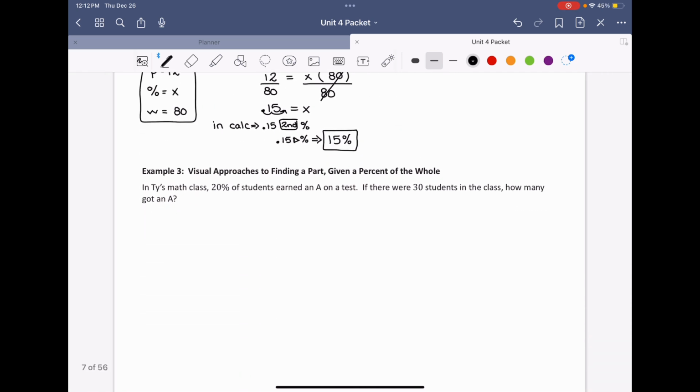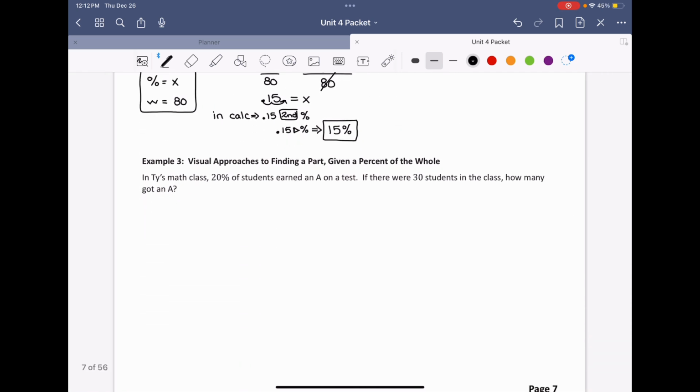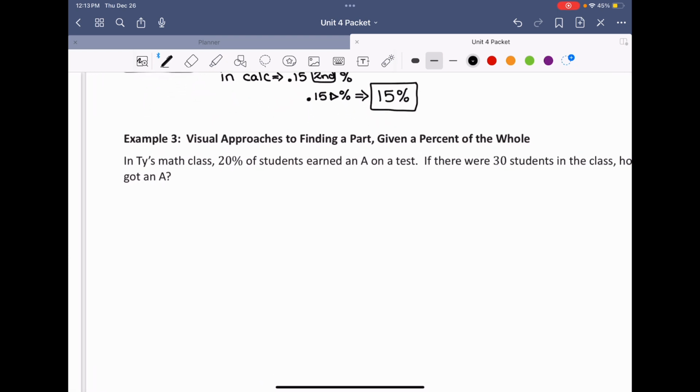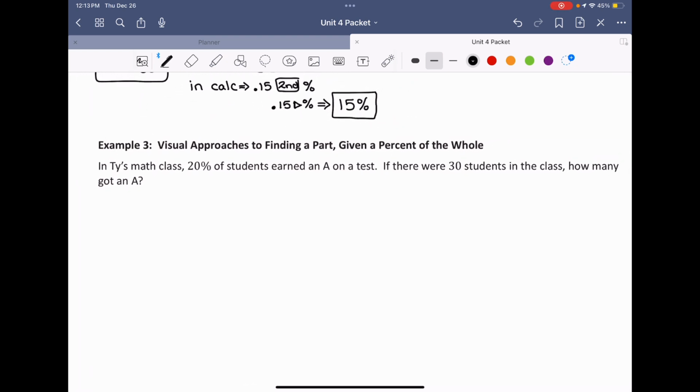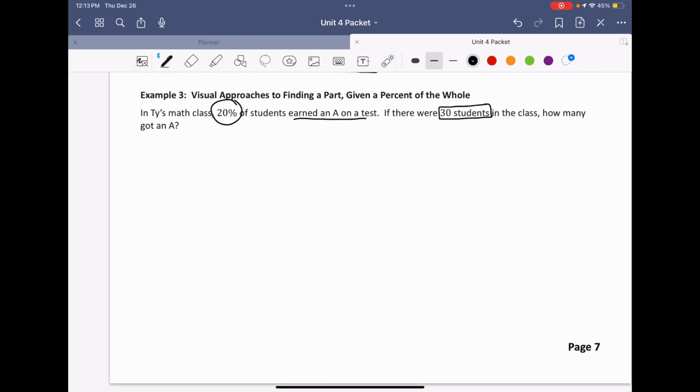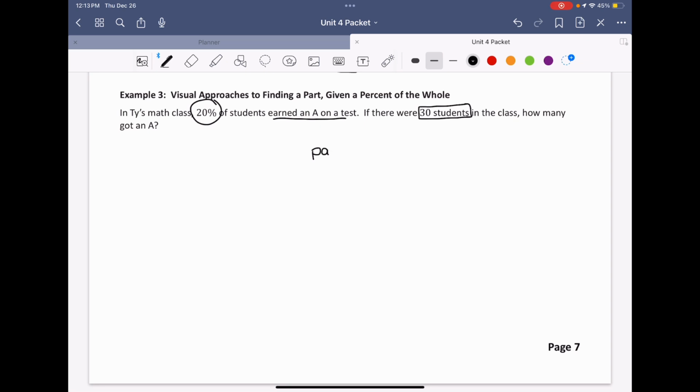All right, next problem. In Ty's math class, 20% of students earned an A on the test. If there were 30 students in the class, how many got an A? All right, so let's think about this. There are a total of 30 students. Well, all the students in the class would be the whole. Specifically, they're looking at the amount that got an A on the test, and 20% of them got an A. All right, so I need my formula. Part equals percent times whole.